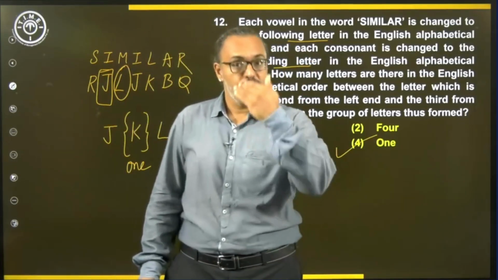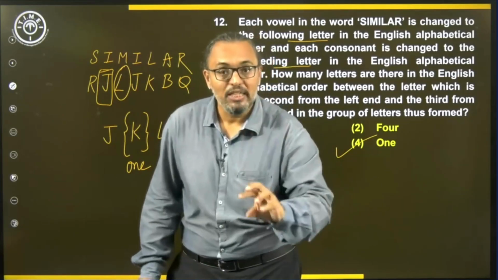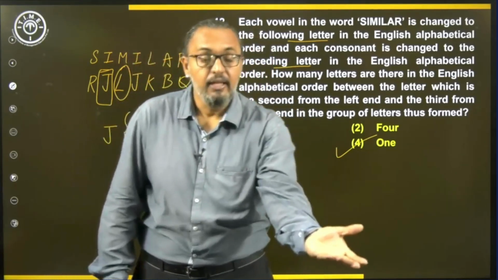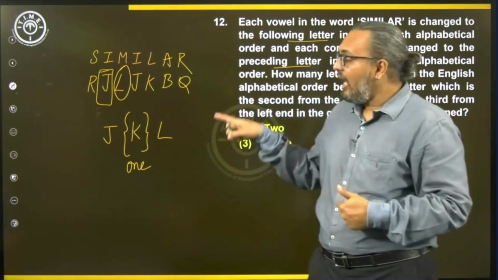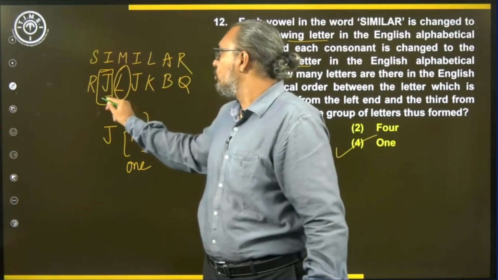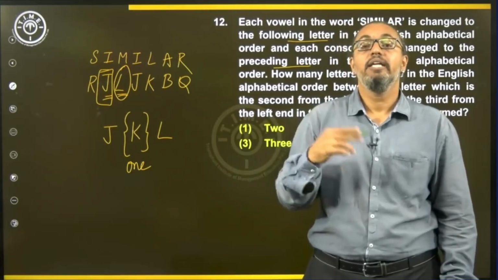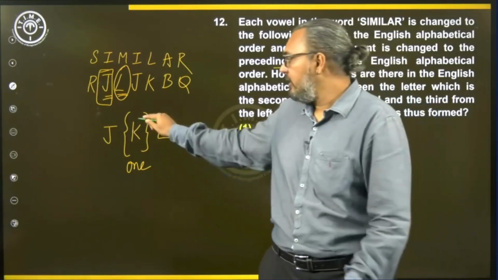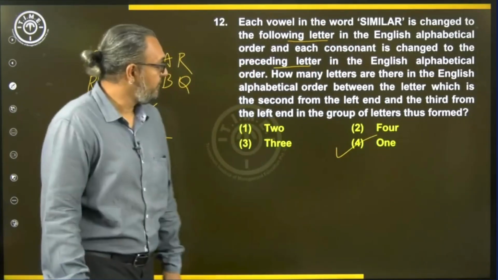So follow the instructions accordingly, you will get the answer. So each vowel is changed to the following letter and each consonant is changed to the preceding letter. And after that, he is asking us to pick 2 letters in that and see how many letters are there according to the English alphabet between them. So there is only 1. So 1 will be our answer. Got it? Choice 4.